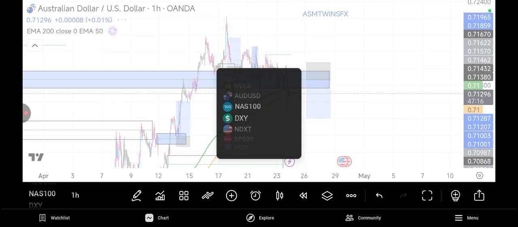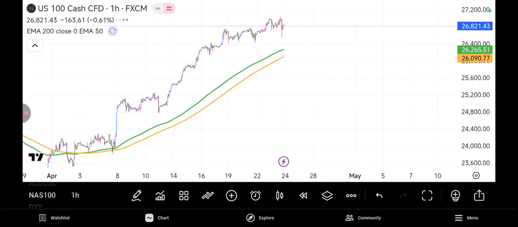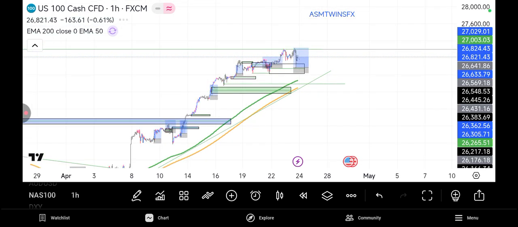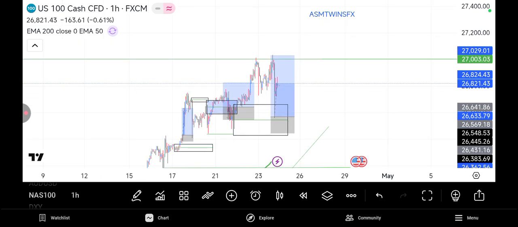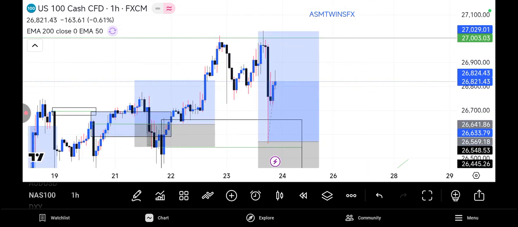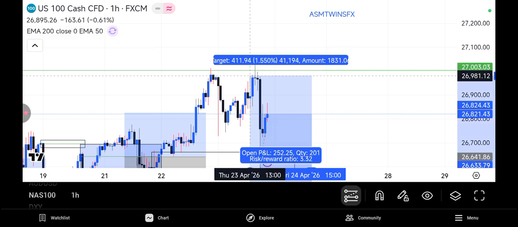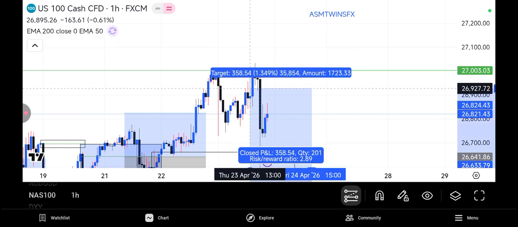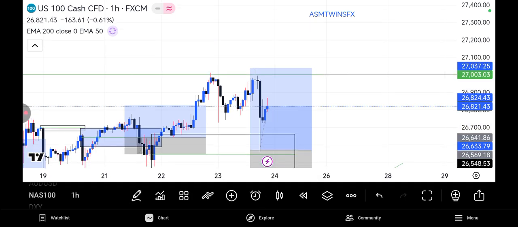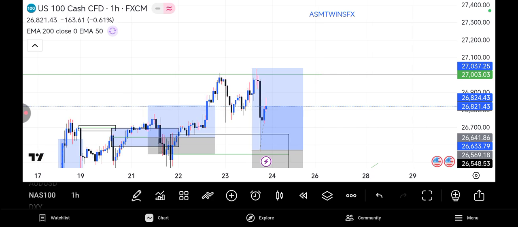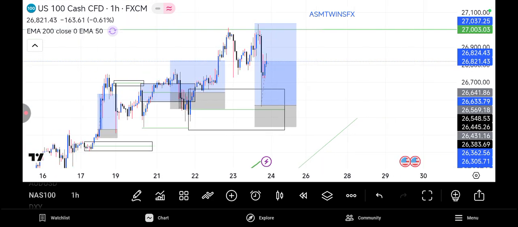Let's look at our NAS, which is the US 100. I'm expecting price to push up for the US 100. Why? Because I saw a break of structure to the downside, a very nice one. So price will push back to this OB. This will be our TP area, this other block there. This is because price had mitigated its recent high, which is 27,000, and you can see that price rejected from that area.